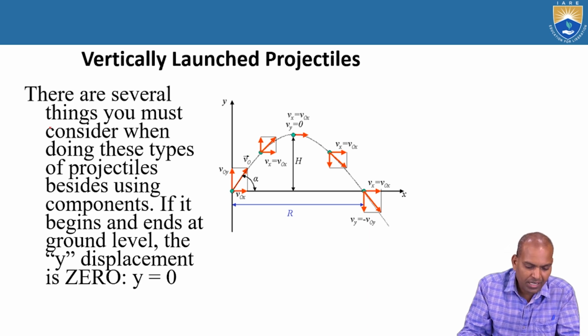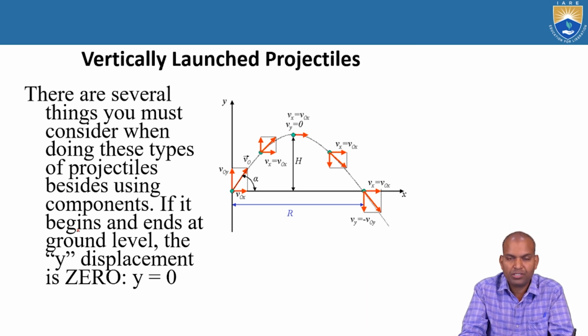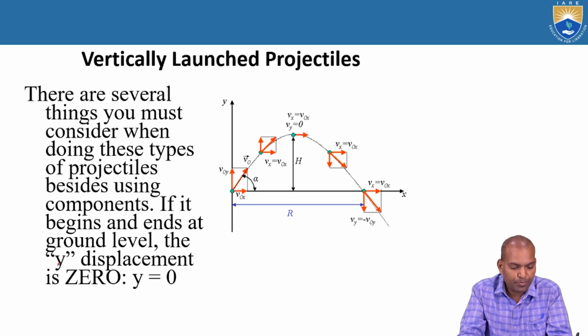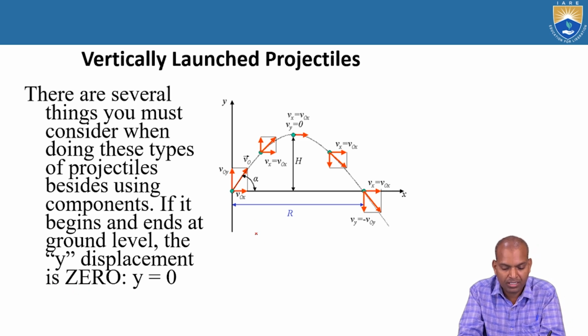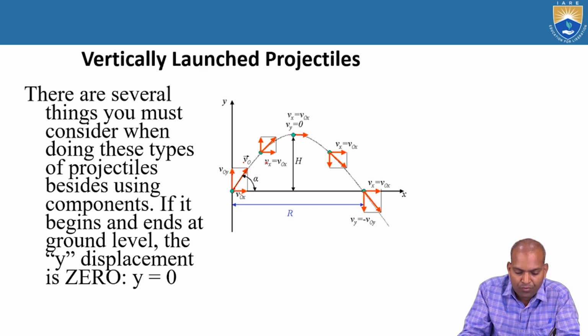Now, there are several things we must consider when we're working with these types of projectile problems using components. At the beginning, the displacement is 0, that is y equals 0. There are two components, V0x and V0y, at the initial stage with angle alpha. The resultant is V0. V0x equals V0 cos alpha, V0y equals V0 sin alpha. Now Vx equals V0x, horizontal.